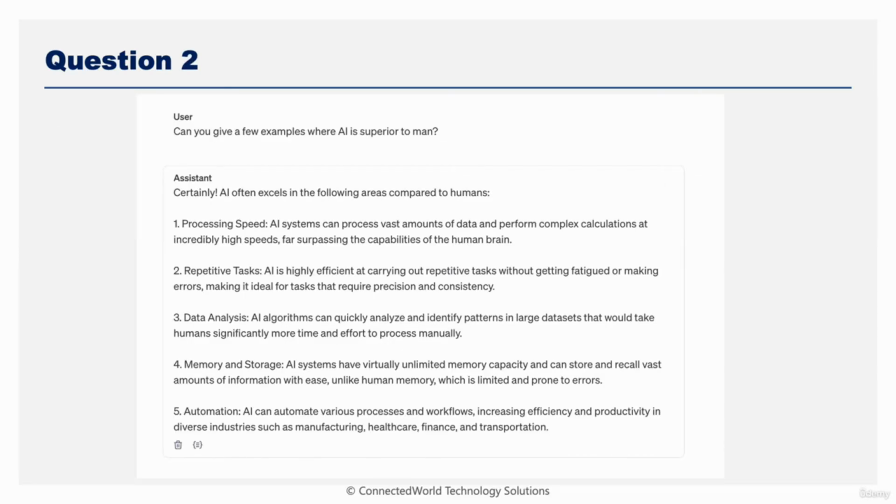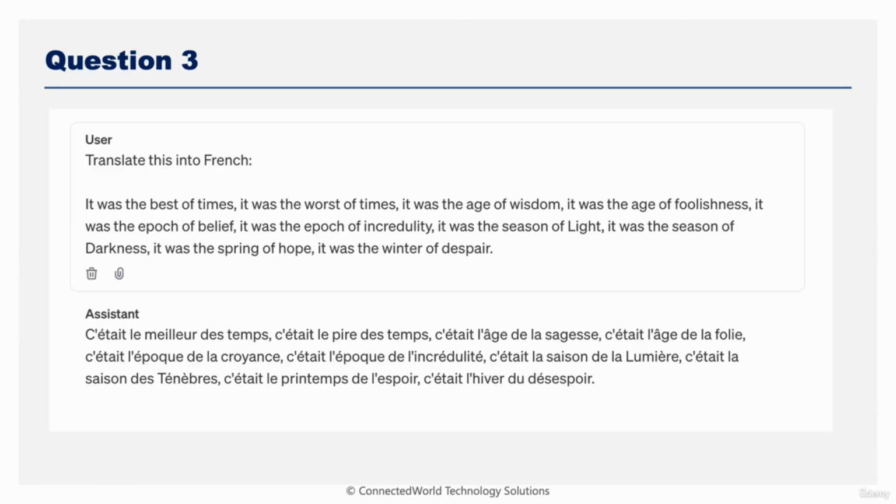Question 2. Here's a follow-up question on the same subject. It asks ChatGPT to provide concrete examples of where AI is better than humans. Question 3. Here's another question posed to ChatGPT. It asks it to translate from English to French.